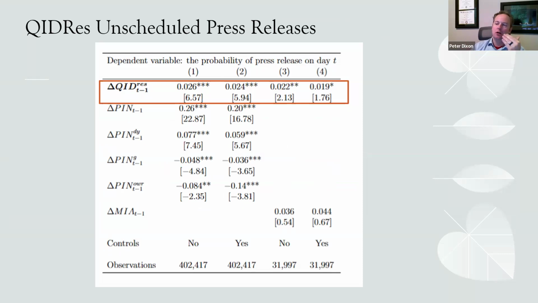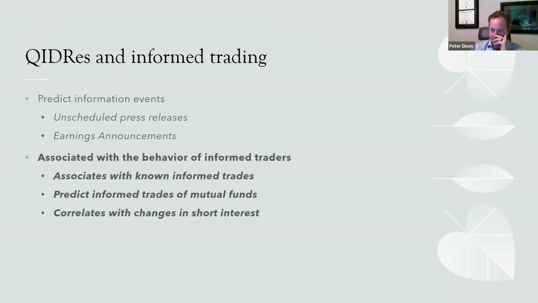But what we're also going to do is control for PIN and MIA. We don't include ITI because ITI has look-ahead bias issues in this context, and we didn't feel it was an appropriate measure to use in this sort of setting. We just include PIN and MIA, and we show that QuidRes continues to positively predict future returns even after controlling for other measures. So it does have incremental ability above these other informed trading measures to predict the arrival of unscheduled press releases.